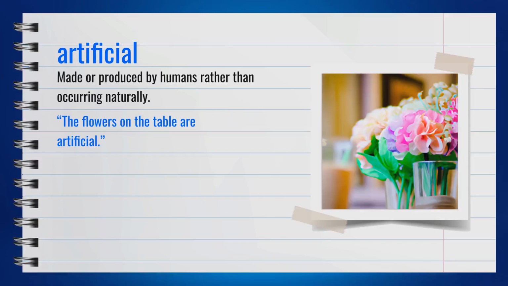The word artificial. Artificial is an adjective. It describes something made or produced by humans rather than occurring naturally. For example, the flowers on the table are artificial. To summarize, artificial means man-made.